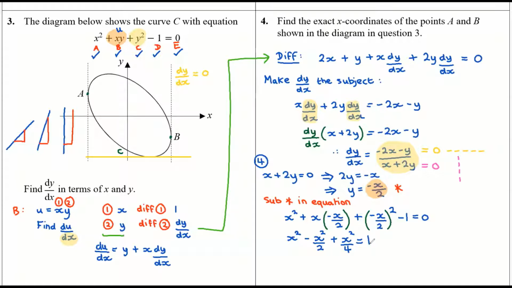So what do we have here? Well, we have essentially 1x squared, subtract a half. So that's 1x squared, which gives us a half x squared, and add a quarter. So that's going to be 3/4 x squared is equal to 1.